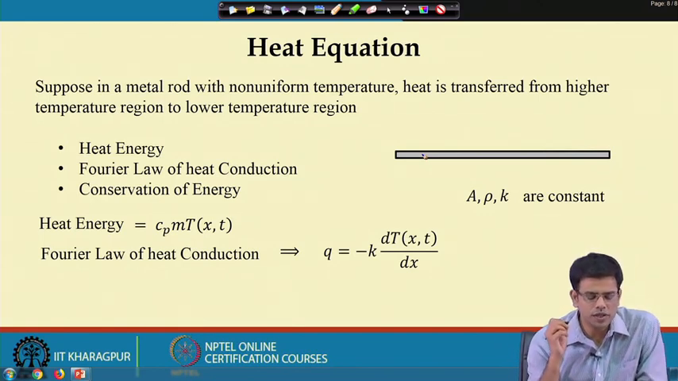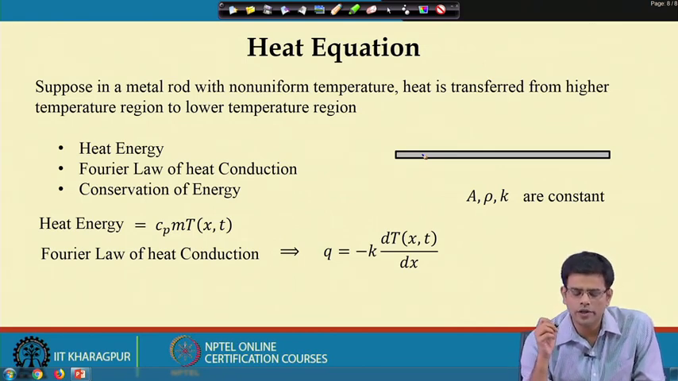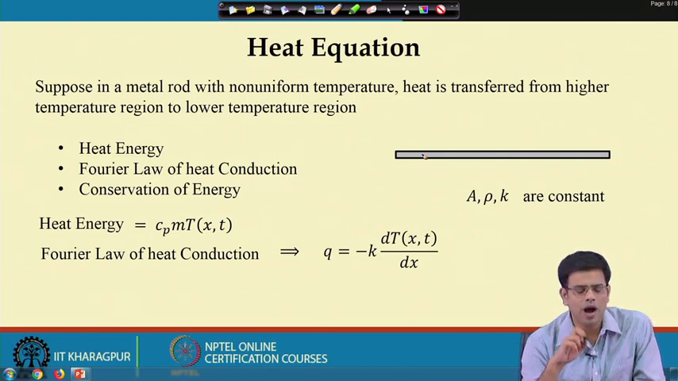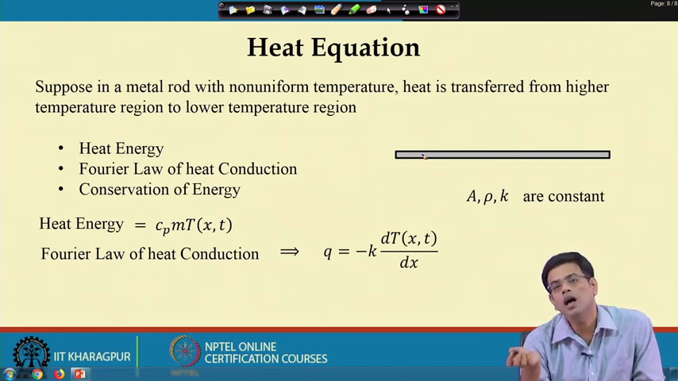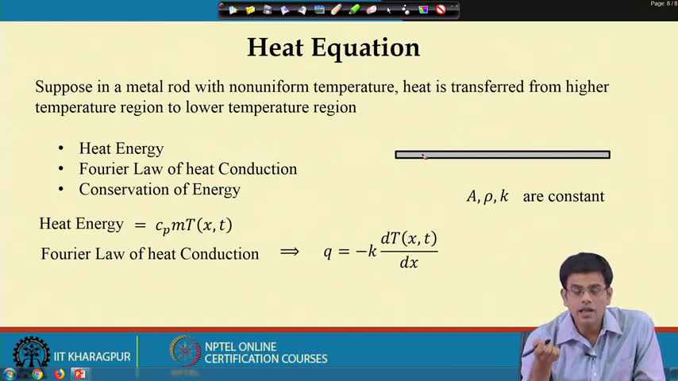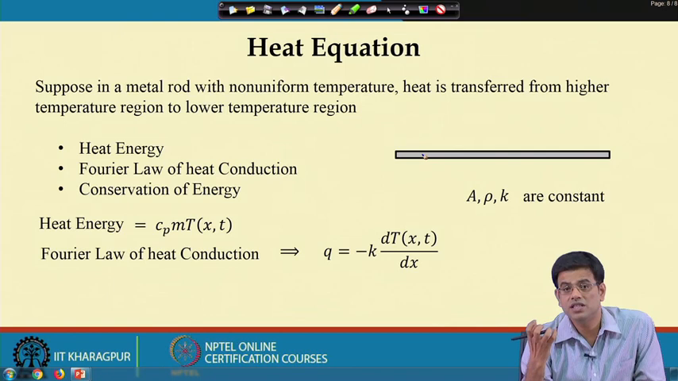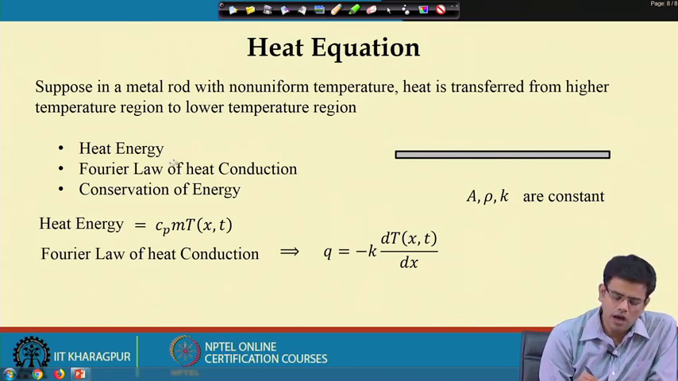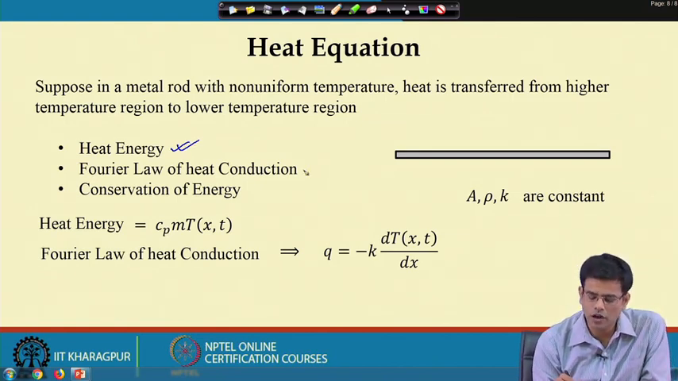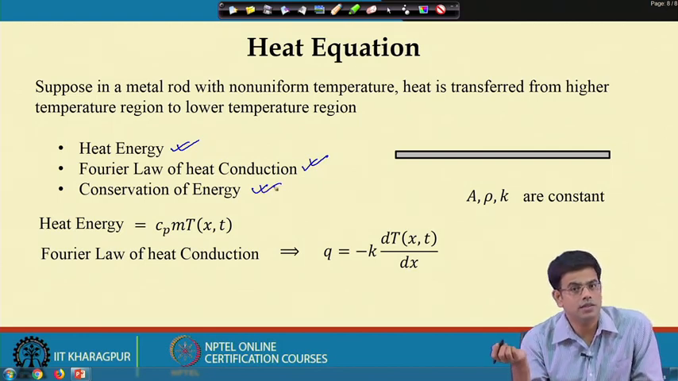For instance, suppose a metallic rod with non-uniform temperature. Heat is transferred from the higher temperature region to the colder, lower temperature region. Then to derive the heat equation, what principles do we need? We need the heat energy expression, the Fourier law of heat conduction, and the conservation principle, similar to the elasticity case.